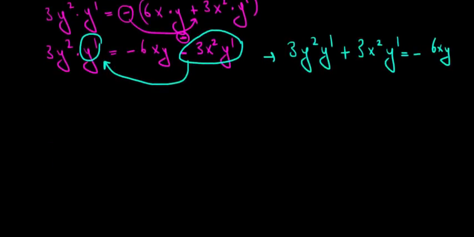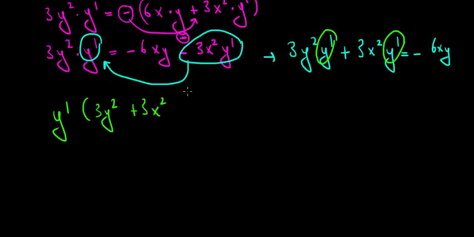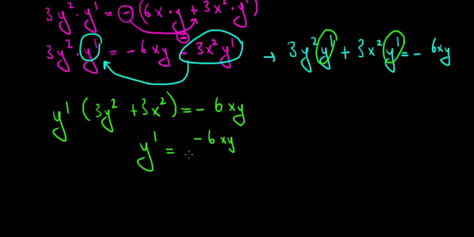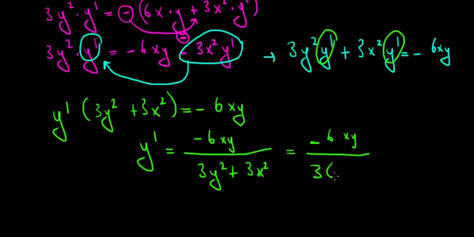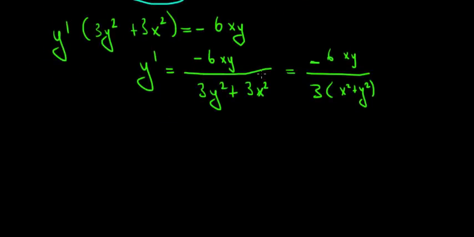What do we have now? We have a common factor. We have y derivative as a common factor, a common term. So we have y derivative times 3y squared plus 3x squared equals minus 6xy. So y derivative equals minus 6xy divided by 3y squared plus 3x squared. What can we do still? We could take 3 as a common factor, so we can cancel something out. We would have minus 6xy divided by 3 times x squared plus y squared, and let's actually cancel it out. 6 and 3 go away, so we are left with minus 2, and that equals minus 2xy divided by x squared plus y squared.